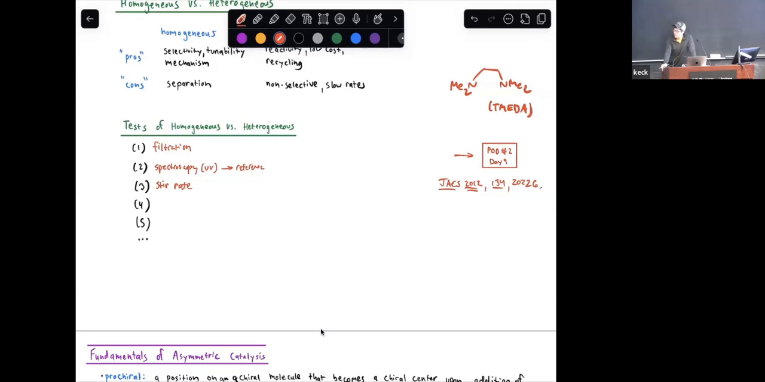More volunteers. Let's take Ning-Shi first. I think a common method for, maybe not now, but a common method for excluding a heterogeneous mechanism is to add mercury. And then if it's heterogeneous, it would probably be deactivated. Say that one more time. Liquid mercury. So that's known as the mercury drop test. The idea is that nanoparticles will aggregate, amalgamate with mercury, and that would deactivate a heterogeneous reaction.